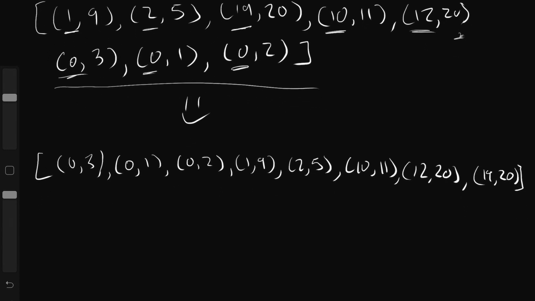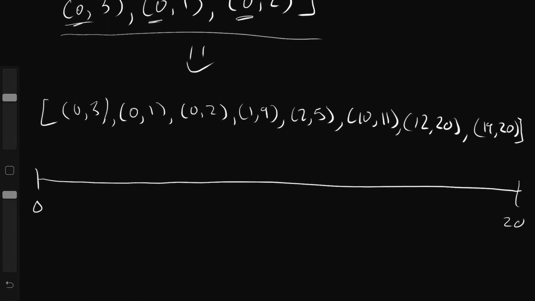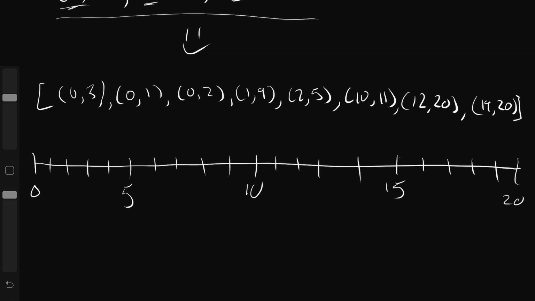Well, if we want to help visualize this, let's have a line, and this denotes the very beginning and the end. So our lowest number is 0, and our highest number is 20. So we want to see how all these inputs fall within this timeline. All right, so let's take a look at our first interval right here, so 0 and 3. So how will this look on our timeline? So we have 0 right here, and we go to 3. All right, so there's that.